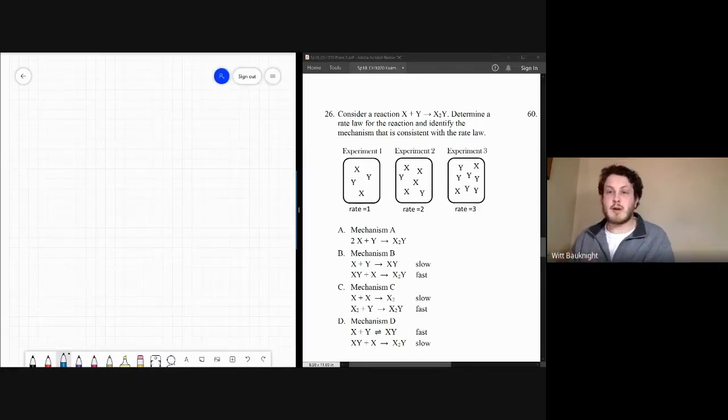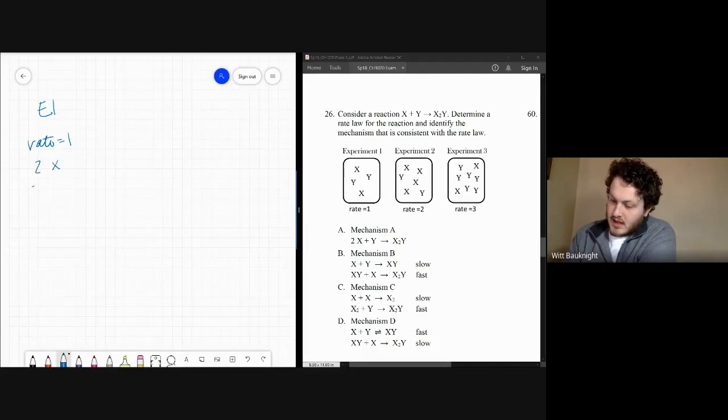So for problem 26, we have this reaction and we have a couple of different experiments. And these experiments are going to help us determine the order of the rate law in terms of X and in terms of Y. So for experiment number one, rate equals 1, and we have 2 X's and 2 Y's.